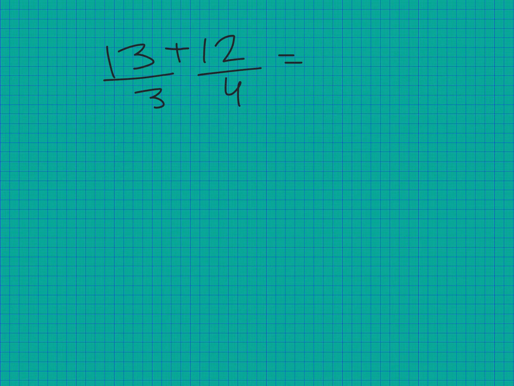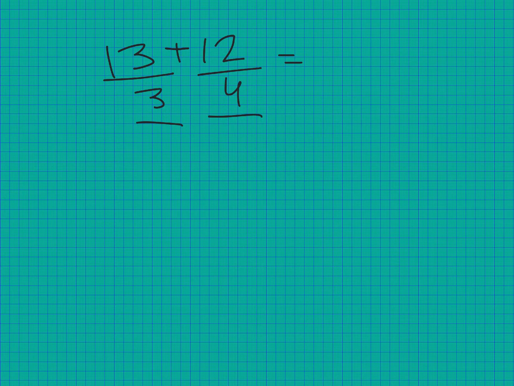Okay, now we have our second example. This is different because our denominators are different. We have a 3 here and we have a 4 here, so can we add these up? Actually, we can. We just have to do an extra step.